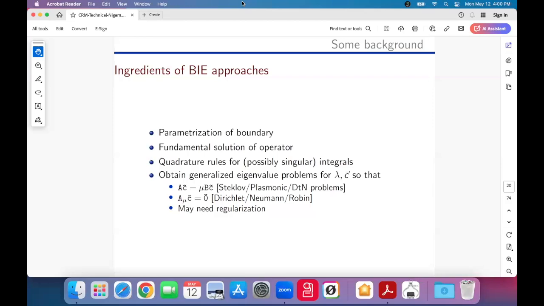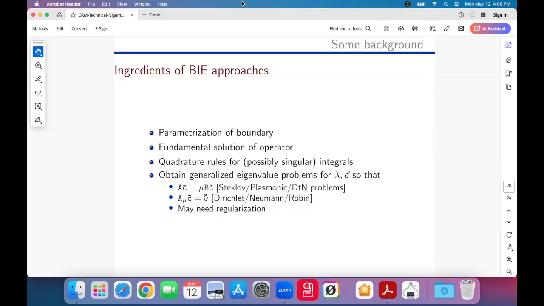So the ingredients in these approaches are the same. You need to parameterize the boundary. You need to have a fundamental solution for the operator that you're working with. You need quadrature rules, and this is really important because the integrands might be singular or weakly singular. You need to get these integrals done approximately, but the quadratures are critical.